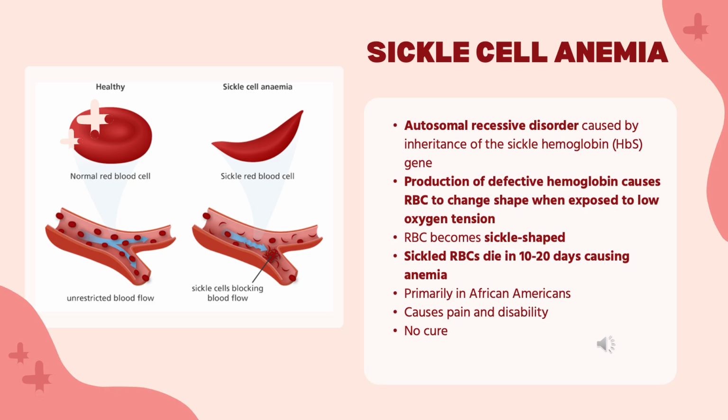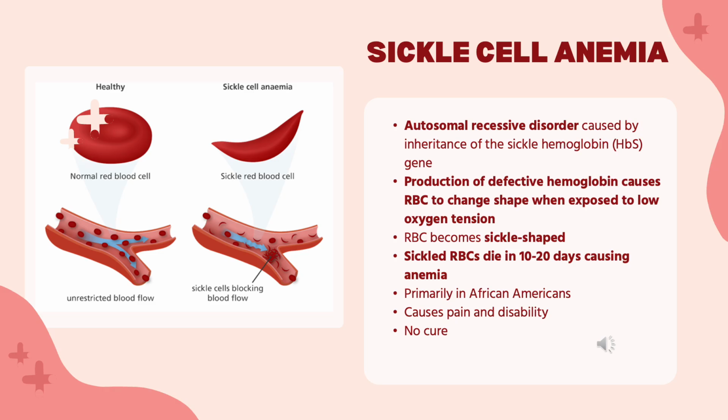So instead of the normal round and flexible structure, these cells become rigid and sickle-shaped, causing them to clump together and obstruct blood flow. So this obstruction, known as a vaso-occlusive crisis or sickle cell crisis, leads to a decreased blood perfusion and oxygen delivery to tissues, causing pain, tissue ischemia, and damage. And we'll talk about this a little bit more in depth on the next slide.